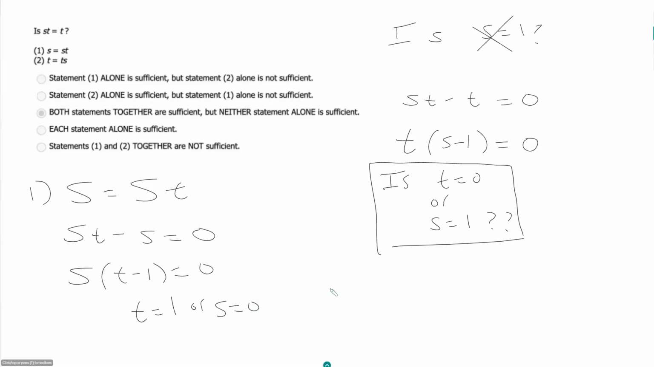That might seem like it's close to what we're looking for, but it's actually sort of the opposite. It's flip-flopped of what we're looking for. So this doesn't tell me if t is equal to 0 or s is equal to 1, because when t is equal to 1, it's possible s is also equal to 1, and when s is equal to 0, it's possible t is also equal to 0, or it could be equal to something else that we don't know. So that's not sufficient.